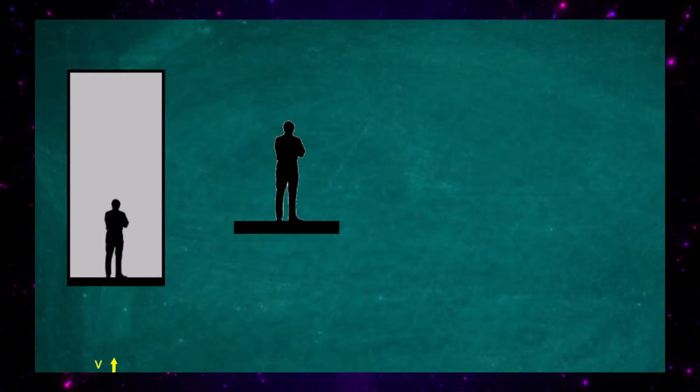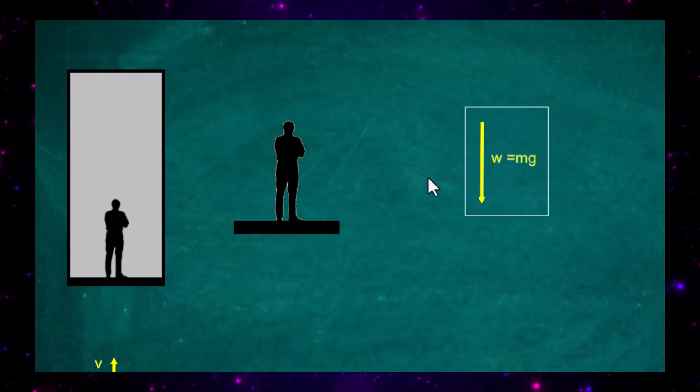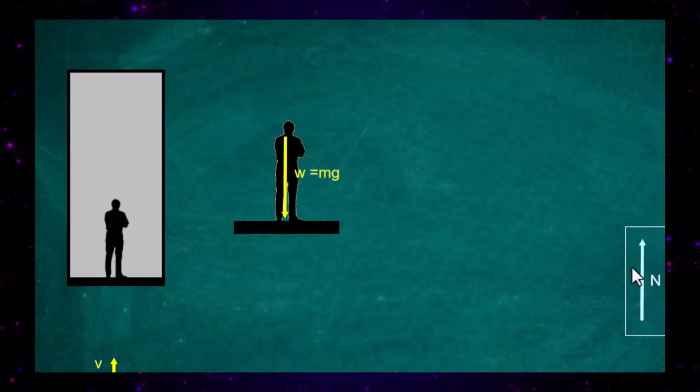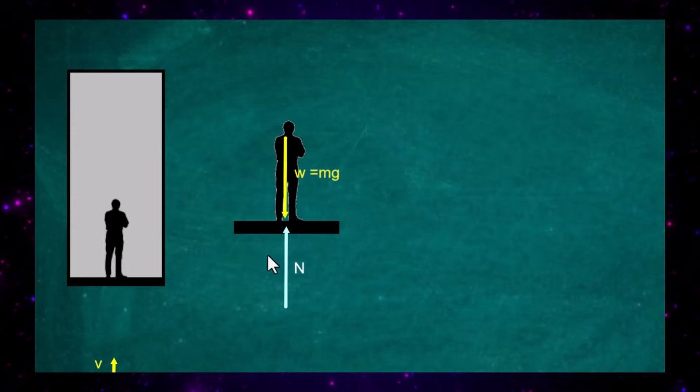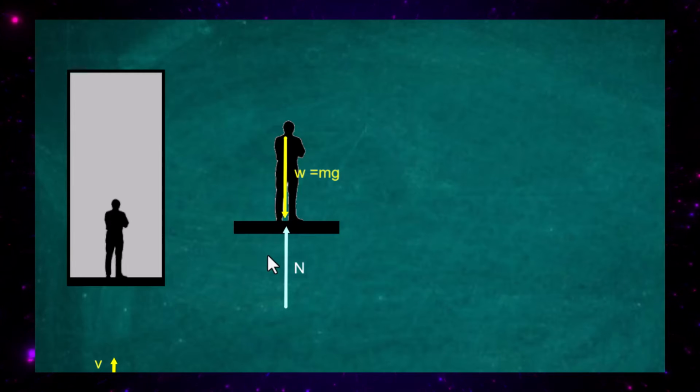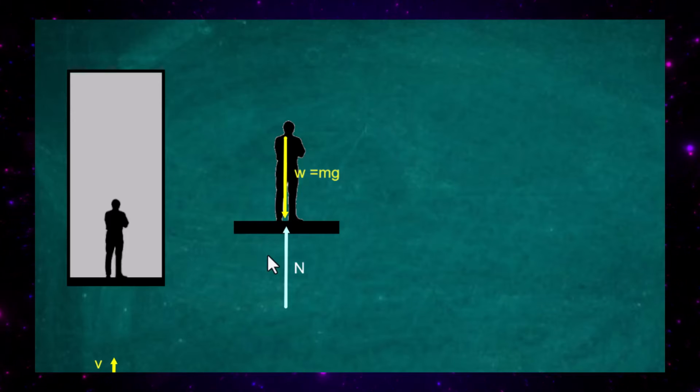And there's two forces acting on that man. The obvious one is the man's weight, which is acting downwards. And there's another force acting on the man, and that's going to be the normal force. Now, where does the normal force come from? It comes from the floor pushing up on the man. The normal force is the floor pushing up on the man.